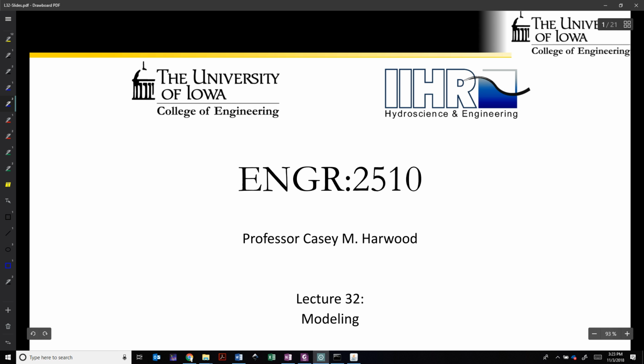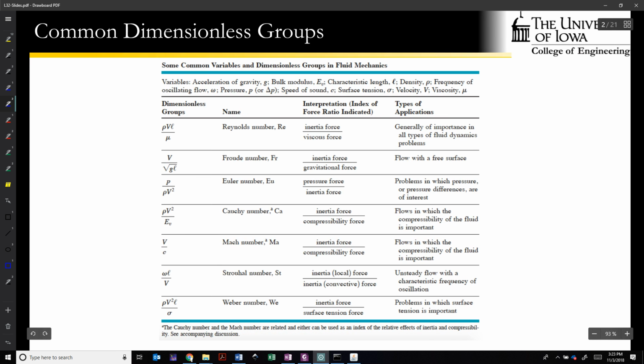Okay, welcome everyone. This will be hopefully a fairly brief lecture covering the topic of modeling, which wraps up chapter 7, dealing with dimensional analysis, modeling, and similitude. To close out some of our discussion from the previous in-class lecture, we started discussing some of these common dimensionless groups, right? Dimensionless groups that show up frequently in engineering. And we showed that these come from a dimensional analysis of the Navier-Stokes equations themselves.